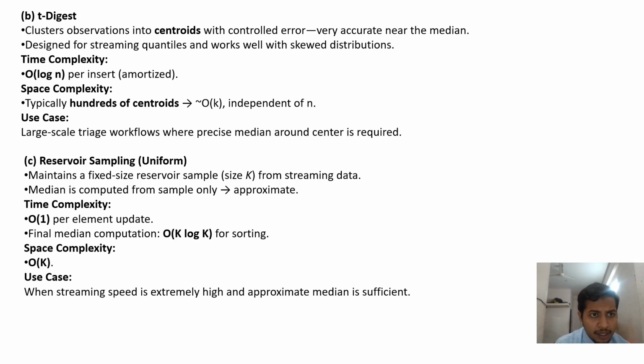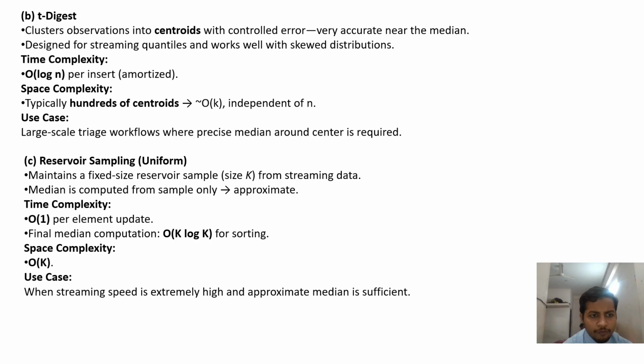T-digest clusters observations into centroids with controlled error, very accurate near the median. Designed for streaming quantiles and works well with skewed distributions. Time complexity is O(log n) per insert. Space complexity is typically hundreds of centroids, approximately O(k), independent of n. Use case: large-scale workflow where a precise median around the center is required.